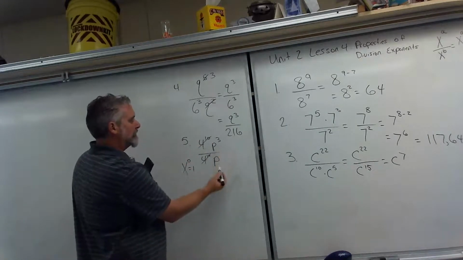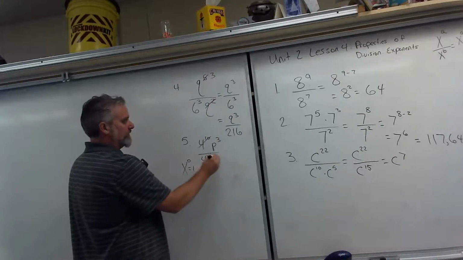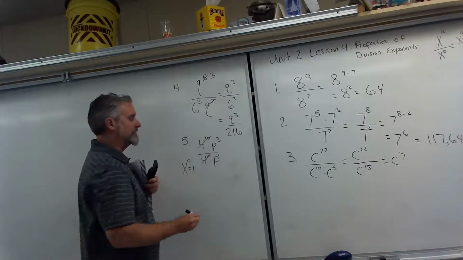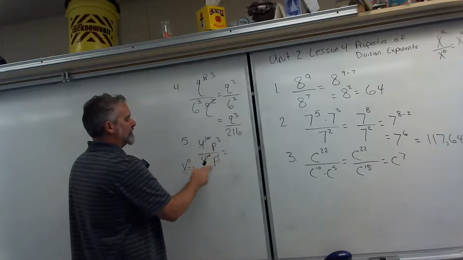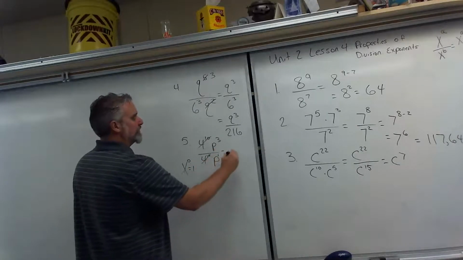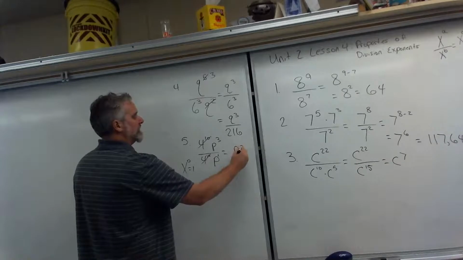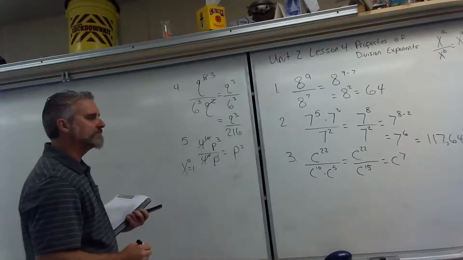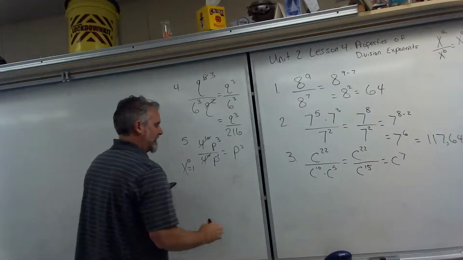P to the 3rd over p. With no exponent written, hopefully you remember that's a 1 up there. P to the 3rd over p to the 1st, 3 minus 1 is 2. So our answer is p to the 2nd power for problem number 5. Problem number 6.